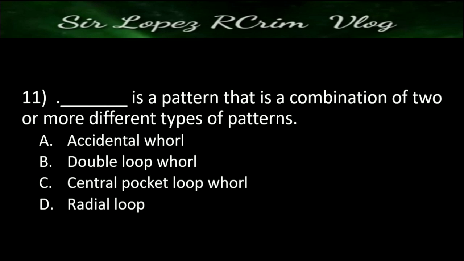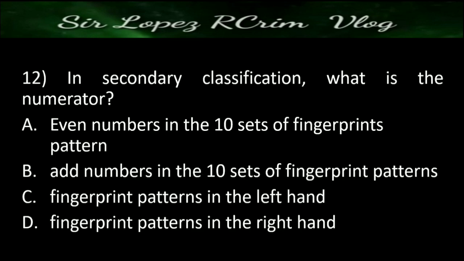Number 12. In secondary classification, what is the numerator? Letter A. Even numbers in the 10 sets of fingerprint patterns. Letter B. Odd numbers in the 10 sets of fingerprint patterns. Letter C. Fingerprint patterns in the left hand. Or letter D. Fingerprint patterns in the right hand.